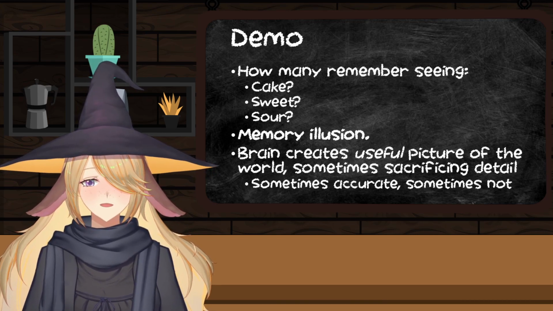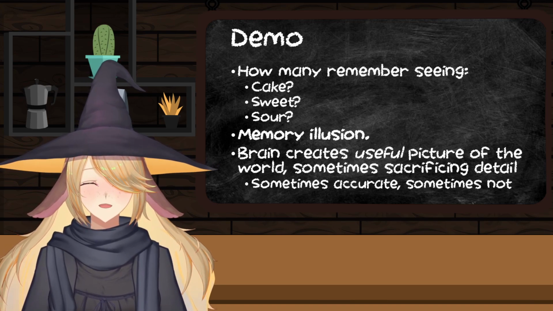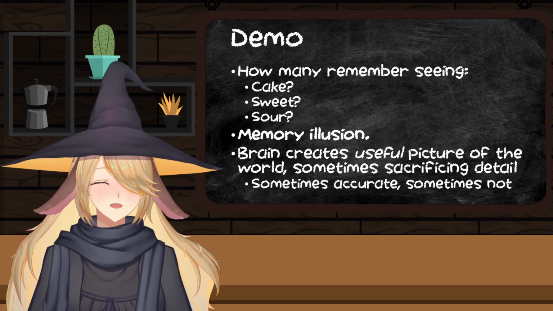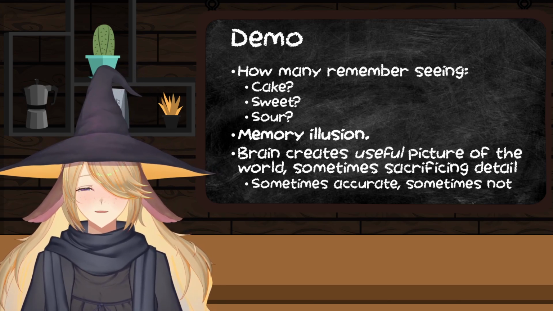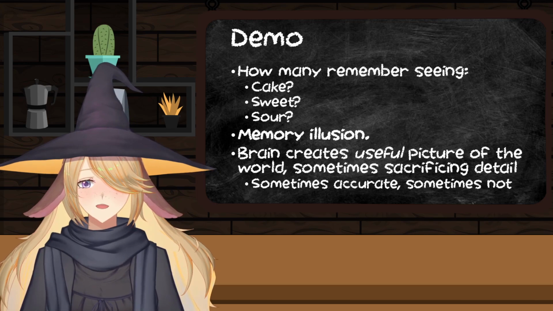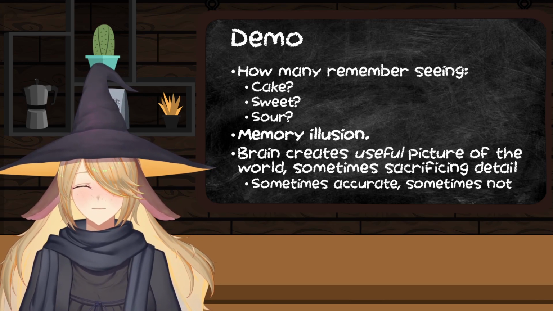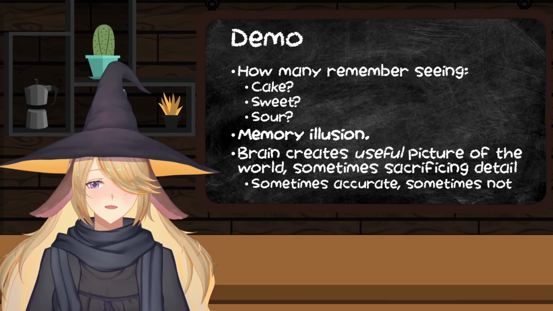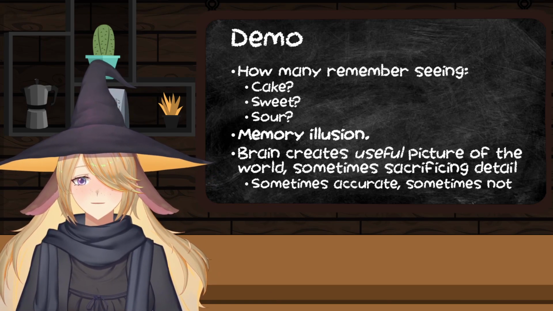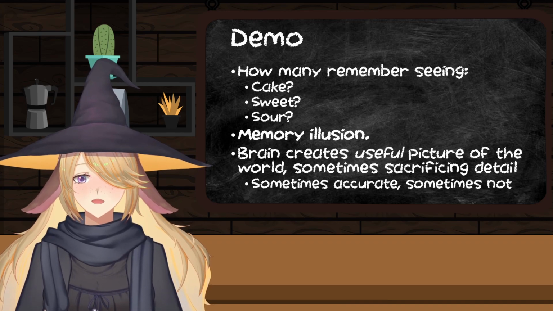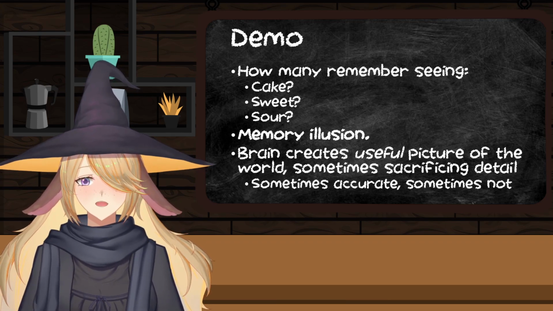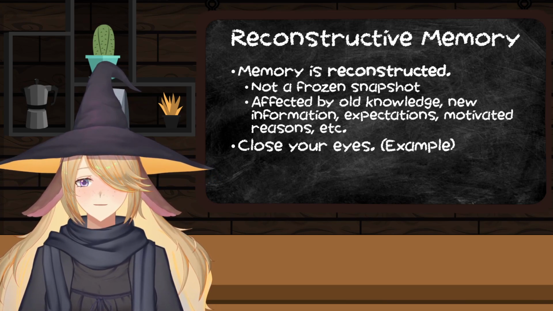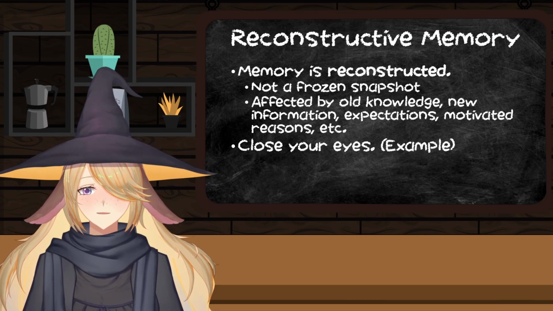And so our brain doesn't really try to retain information as it is. Instead, our brains tend to put together a useful picture, a useful approximation based on our own experiences, but then trying to fill in those details in order to reconstruct memory and reconstruct our experiences. Because as it turns out, our memory is fundamentally reconstructive.